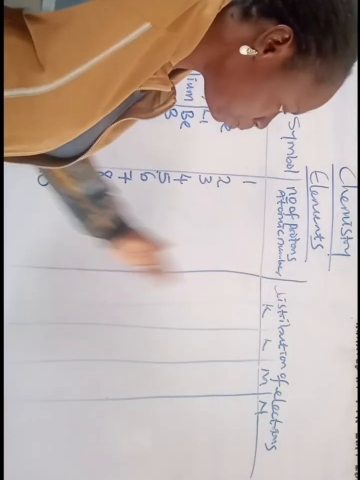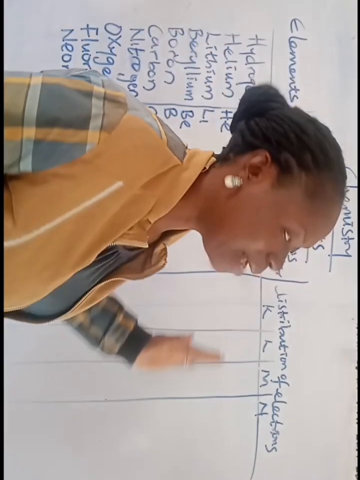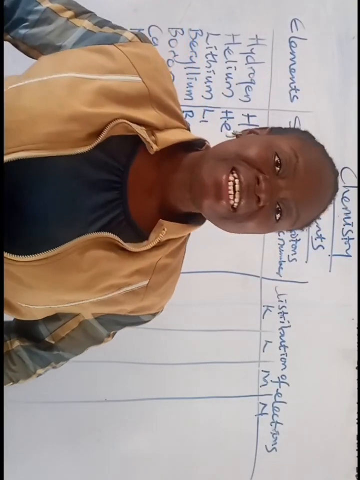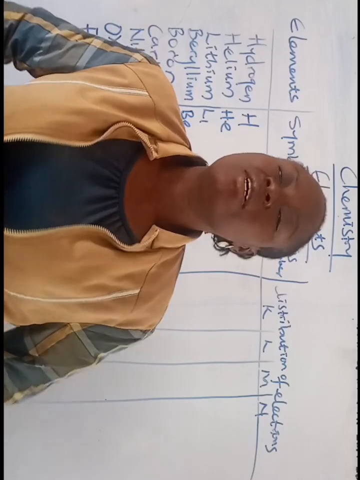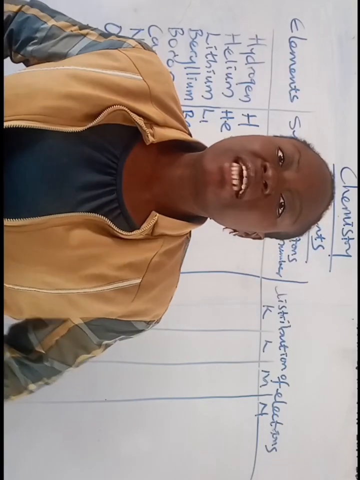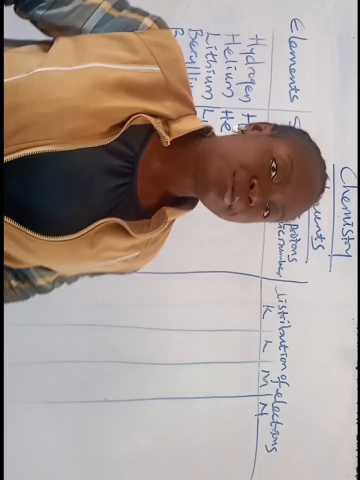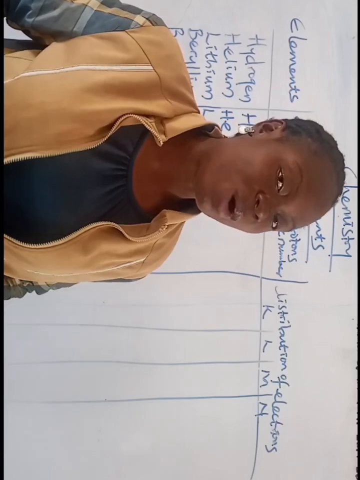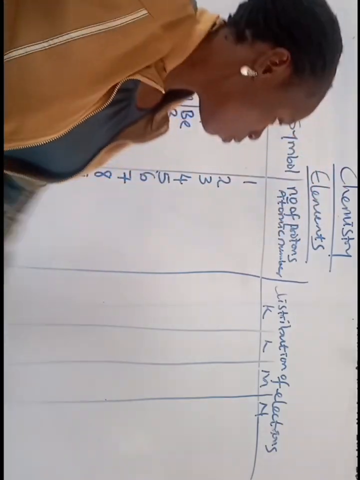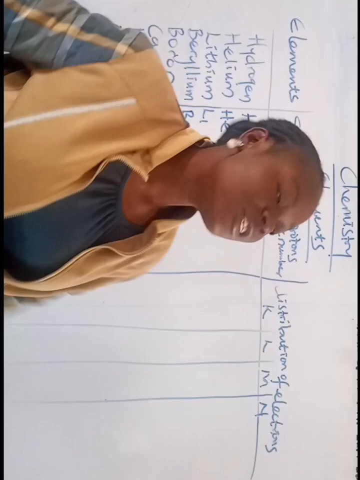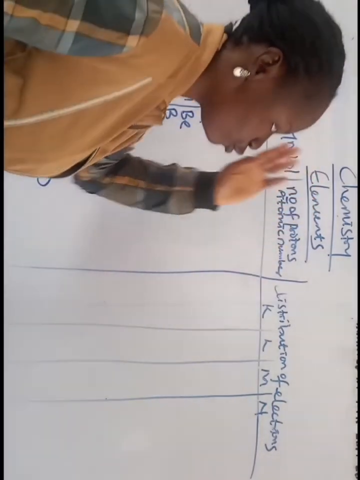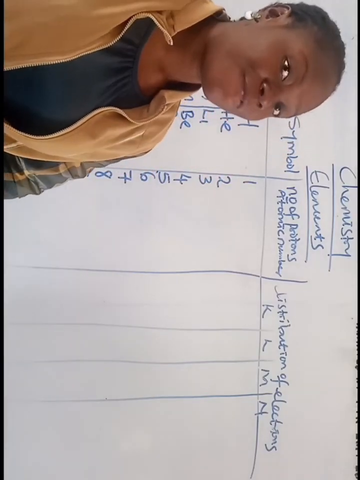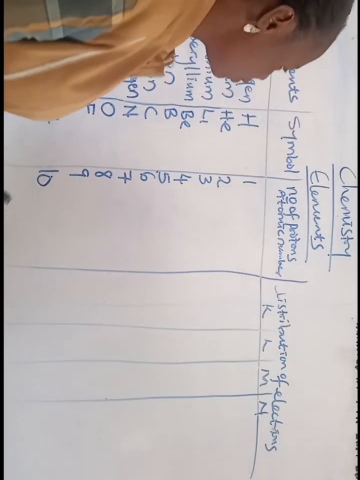So now, when you come to the K-L-M-N shell, we have what we call the duplet structure and the octet structure. For the duplet structure, it has maximum number of 2 electrons, yes. While for the octet structure, it has what? Maximum number of what? 8 electrons. So our K is going to take maximum number of 2 electrons, while the L, M, N will take maximum number of 8 electrons. So just follow me.